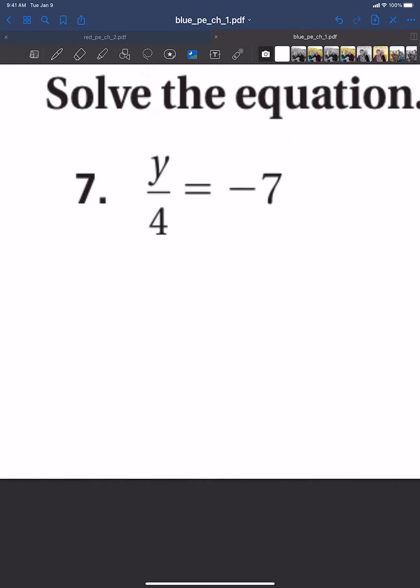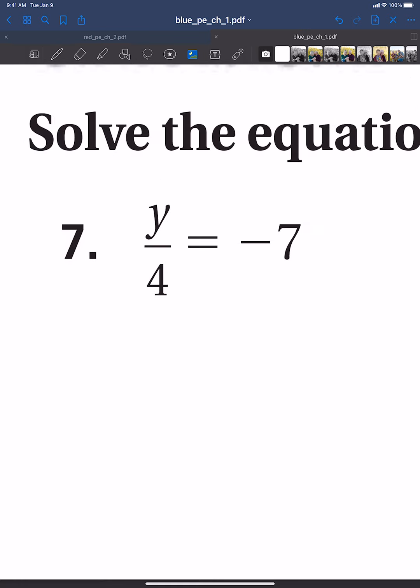Division problems are actually easier. Some kids don't understand that, but they are. My job is to get y by itself. What is happening to y? Well, it's being divided by 4. Remember that fraction bar means divide. What's the opposite of division? Multiplication. So let's multiply both sides of the equation by 4.